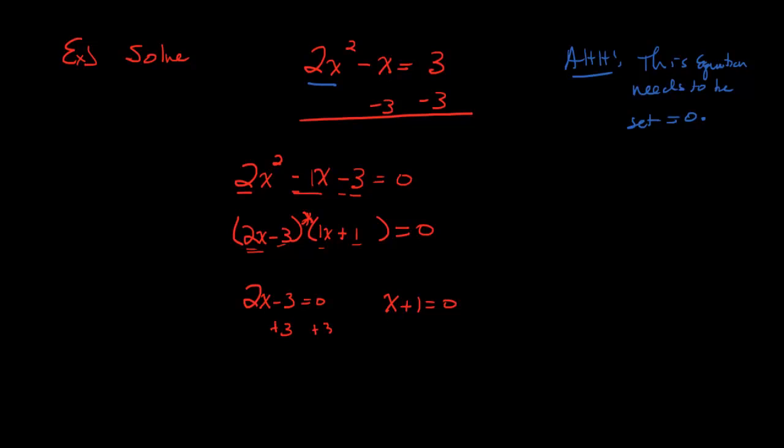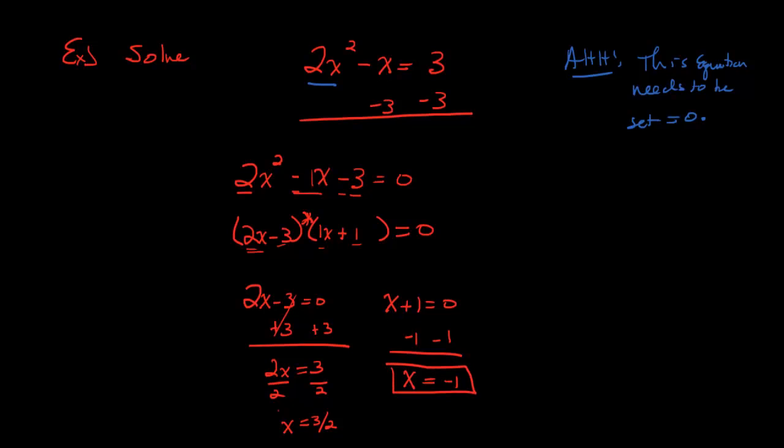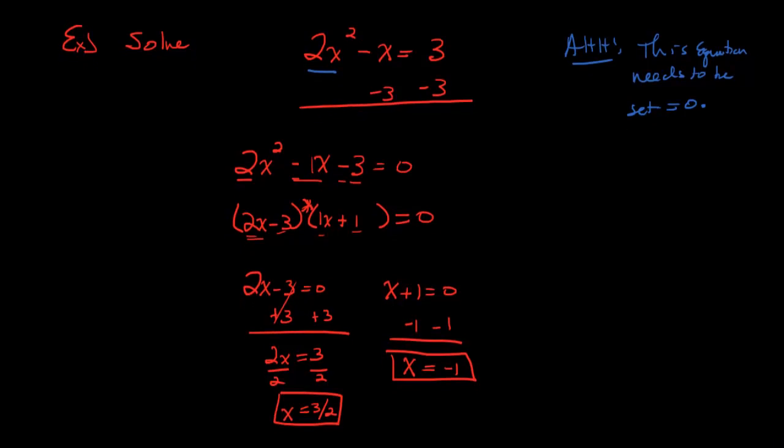Over here we can add 3 on both sides, and we get 2x equals 3, and divide both sides by 2, and we get x equals 3/2. And over here, we're going to subtract 1 on both sides, and we get x equals -1. So we were able to determine both of these solutions by using a factoring method and setting them equal to 0. That is going to be extremely helpful for us. But the question is, what does that mean when we get this?